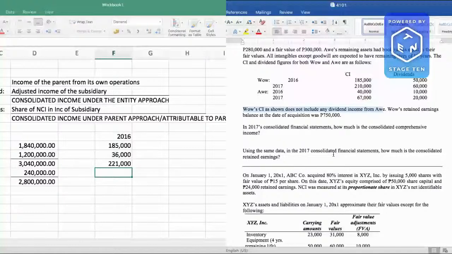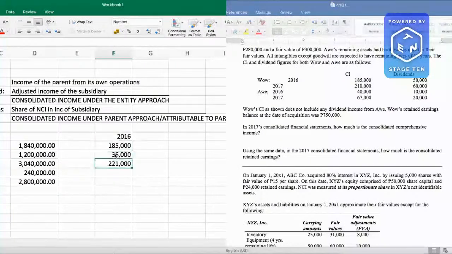Another way you can get this wrong, class, is if you deducted dividend income from 185. Hopefully nobody will do that, because the problem is very clear that the amounts reported by the parent do not include any dividend income. Okay, so if the question is compute fully consolidated income, your answer would be 221,000 using the entity approach. Consolidated income using the parent approach is still to be solved.